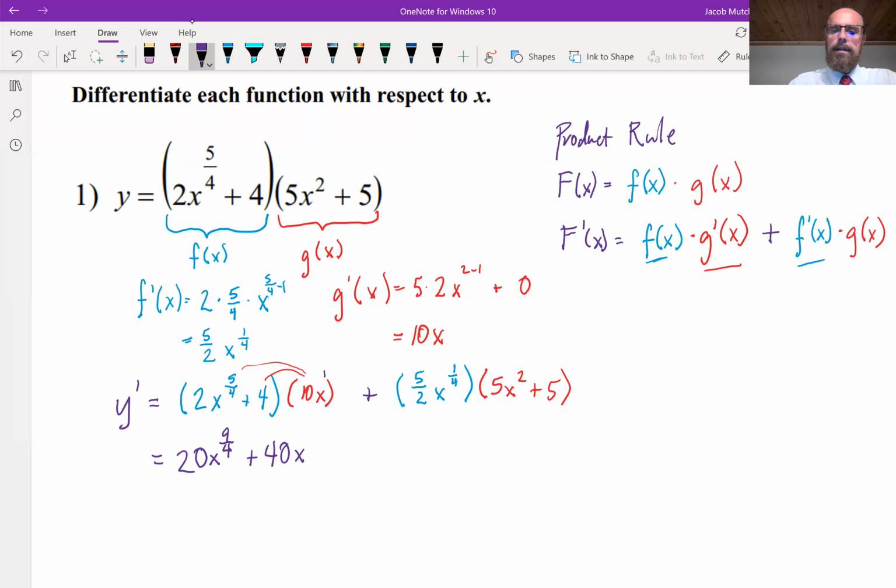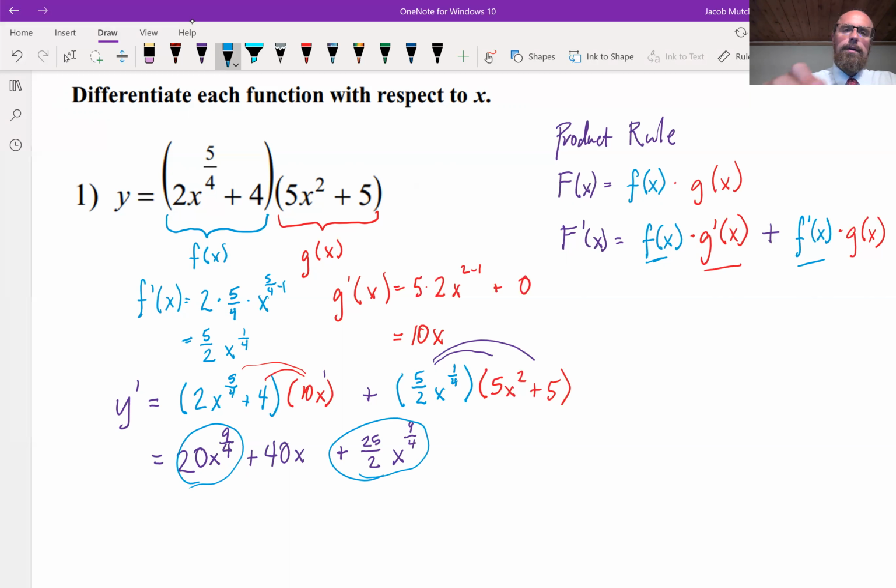And then I need to also distribute this 5/2 x to the 1/4 through those two terms, 5x squared and 5. First product's going to be 5/2 times 5, so that's 25/2 x to the power 1/4 plus 2. 1/4 plus 8/4 is 9/4. So I see I've got some like terms here. Go ahead and circle the like terms. We'll combine those in just a moment.